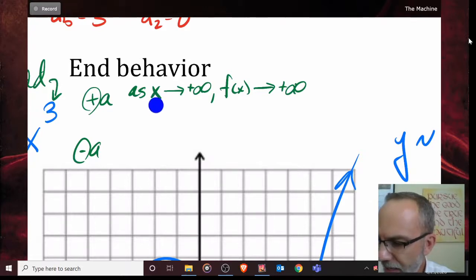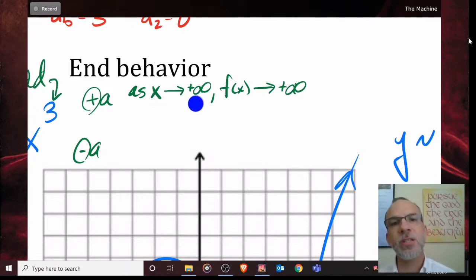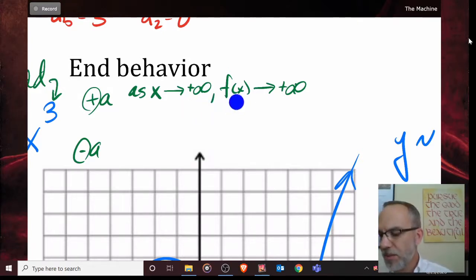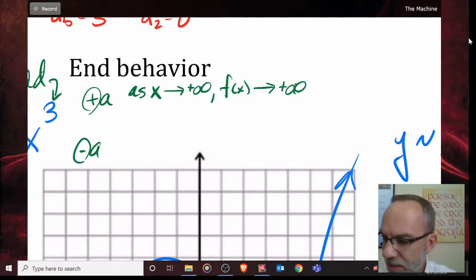So when I say x goes to positive infinity, it means goes to the right forever, because to the right is positive on the x. This means the y value. What direction does the y value go if it goes positively? It goes up. How far? Forever. Okay.